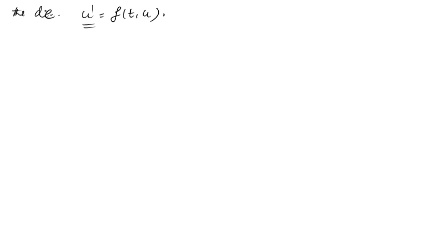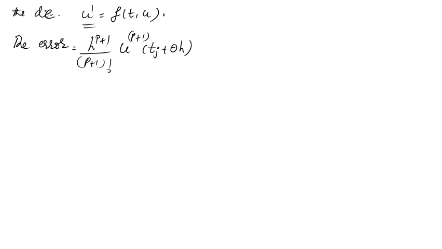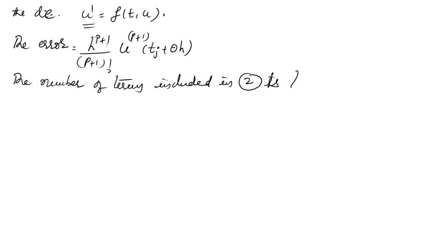And next one, the error. The error is equal to h to the power of p plus 1 by p plus 1 factorial, times the p plus 1th derivative of u at tj plus theta h. This is the error term. If the error is epsilon, the number of terms included in the formula, p terms are there in equation 2, the number of terms included in equation 2 is fixed, maybe 2 terms, 3 terms, or p terms, fixed by the permissible error.